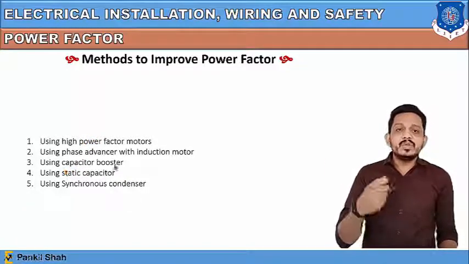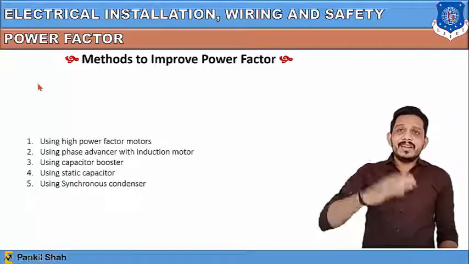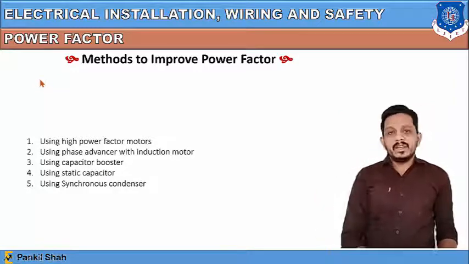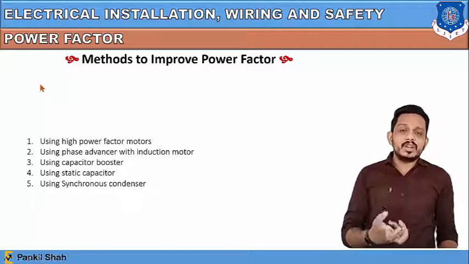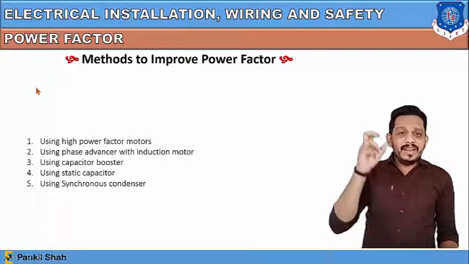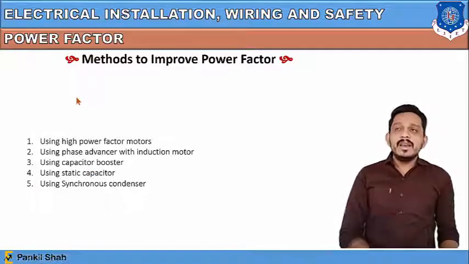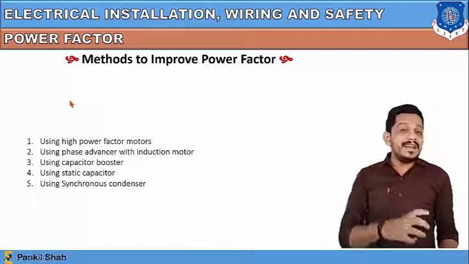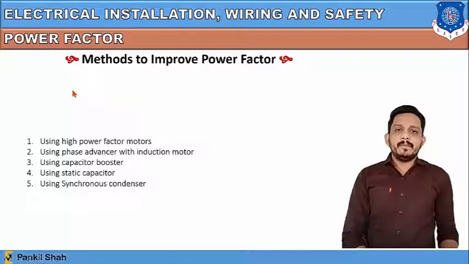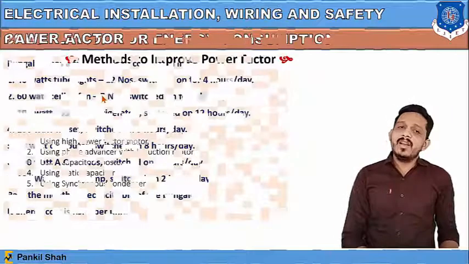The third one is using a capacitor booster. We know that in a capacitor, current always leads the voltage. So if you use the capacitor booster, it will increase the power factor and decrease the angle between voltage and current. Also, you can use a static capacitor, because a capacitor is not movable, right? So you can use a capacitor bank to improve the power factor. And the last one is using a synchronous condenser. By all these methods, you can improve the power factor.